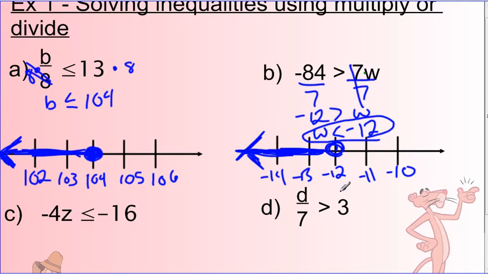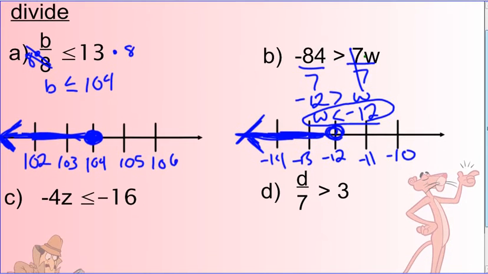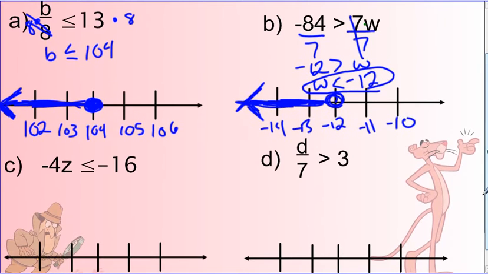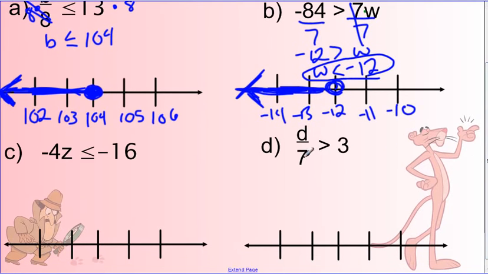Now, here's where we get a difference, letter C. You might not notice a difference here in letter C, how it's different than the rest of the problems. But here it is. The rule states that when you multiply or divide by a negative, you change the direction of the inequality. I'll say it again. When you multiply or divide by a negative, you change the direction of the inequality.